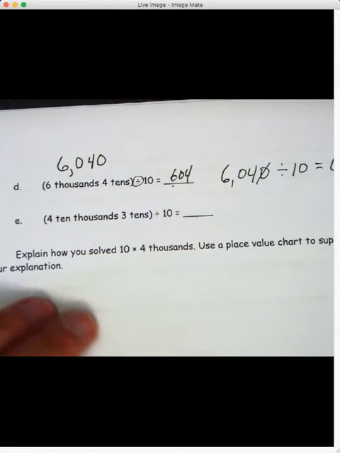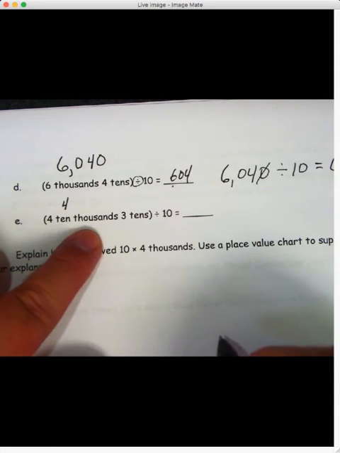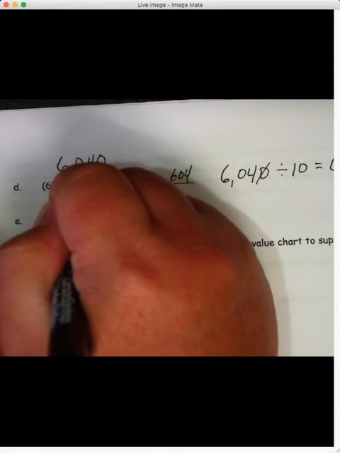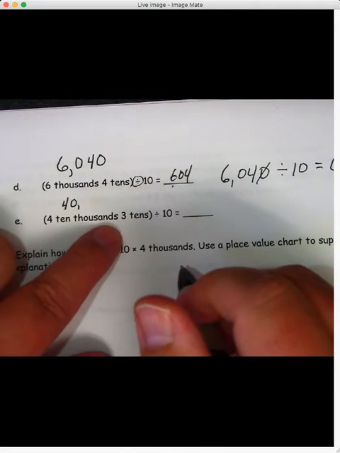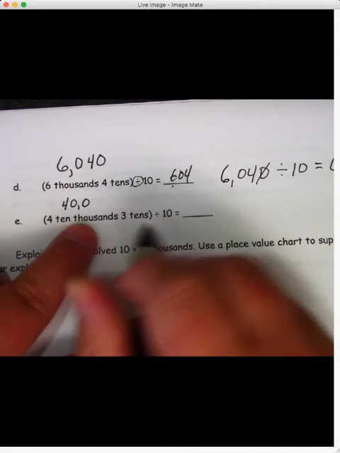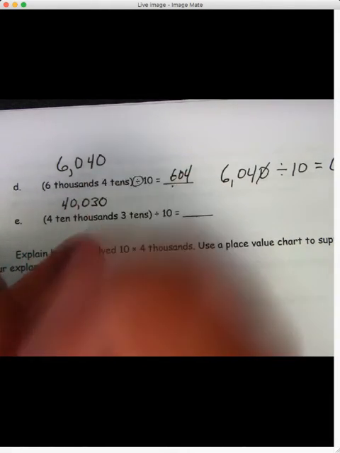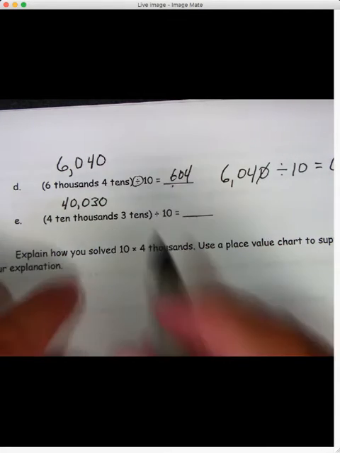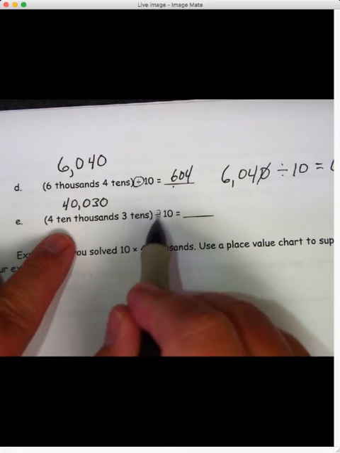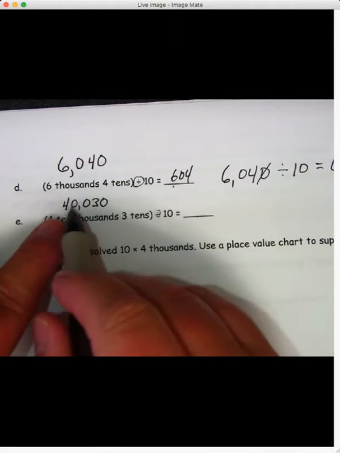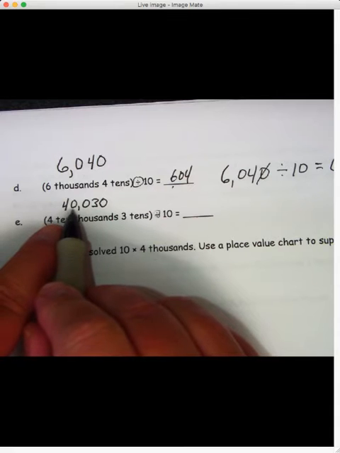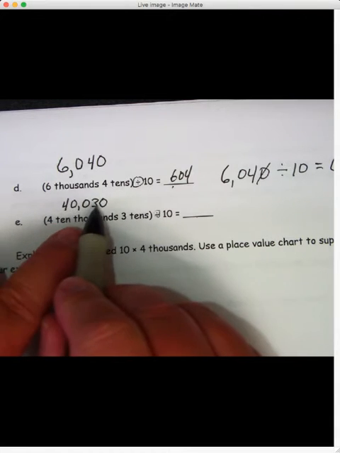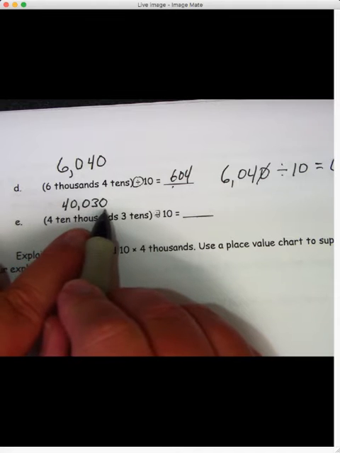One more like this. 4 10,000s. So a 4 in the 10,000s place. Do we have any in the thousands place? No. Comma. Do we have anything in the hundreds place? No. We've got 3 tens. Do we have any ones? No. So that number is 40,030. Now, if we're dividing by 10, we're moving everything to the right on the place value chart. So the 4 10,000s would become 4,000, and the 3 tens would become 3 ones.